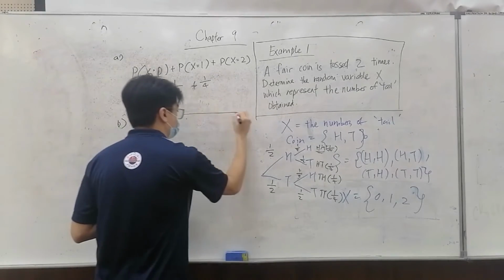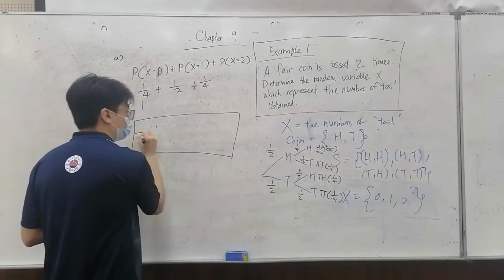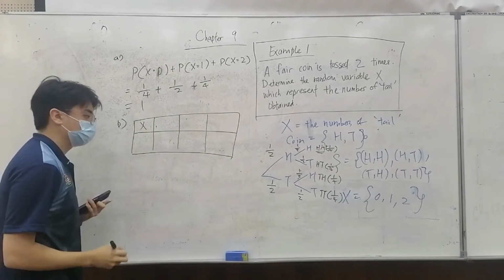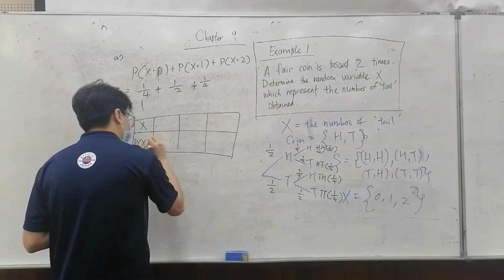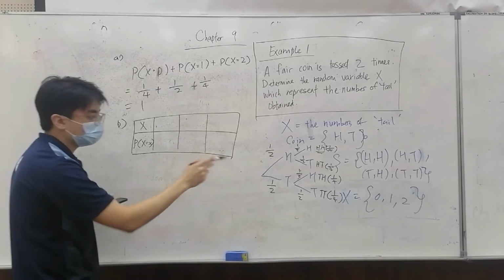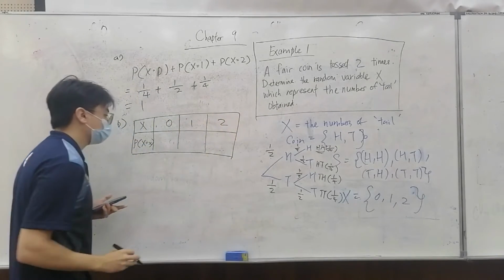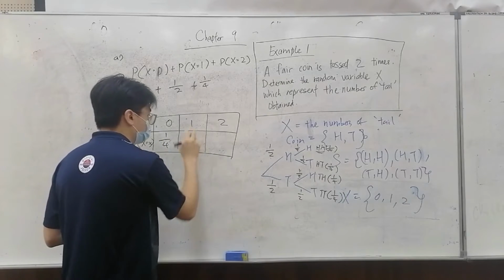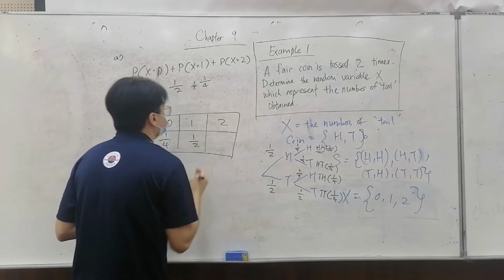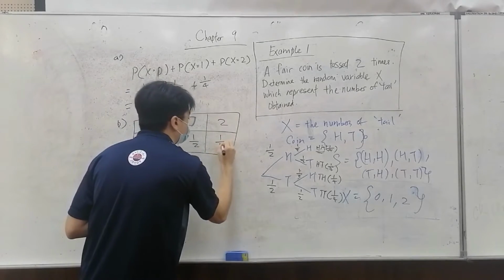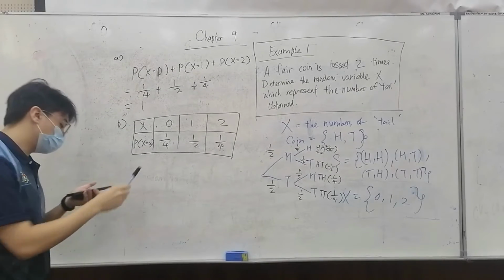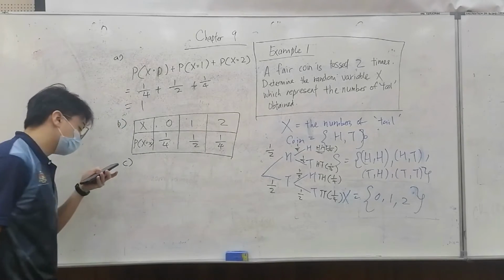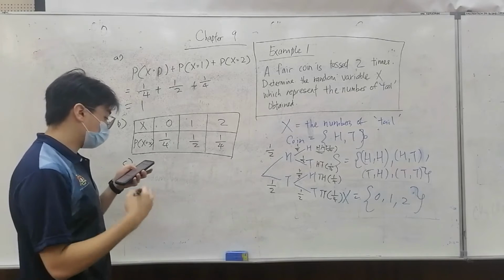So we can construct like this. This is the table. The upper part is the x, and the lower part is the probability. Our x has 3 values, which are 0, 1, and 2. And then our probability for x equals 0 is 1 over 4, for x equals 1 is 1 over 2, and for x equals 2 is 1 over 4. So this is the way that we construct a probability table.